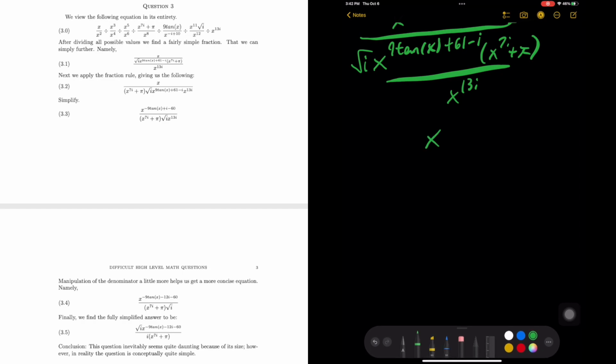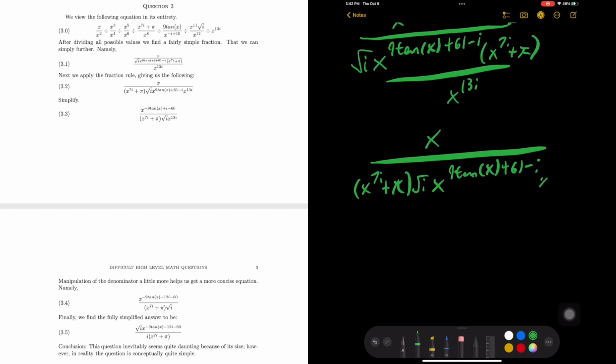Next, we can apply the fraction rule. If you remember the fraction rule, we can apply that in this given scenario. So I'll just move it down here, which would eventually give us x over, and then we have in brackets here, x to the 7i plus pi. We have root i times x to the 9 tangent of x plus 61 minus i, x to the 13i. So again, much easier now, especially when it comes to simplifying it, we put it into a relatively simple expression that we can now deconstruct.